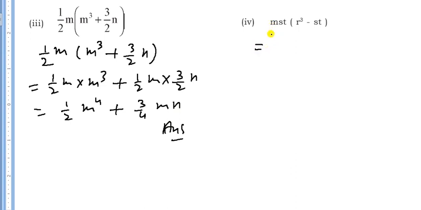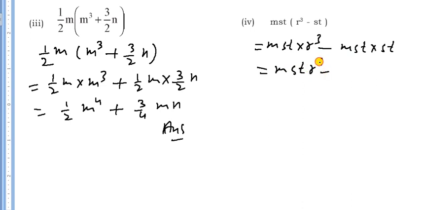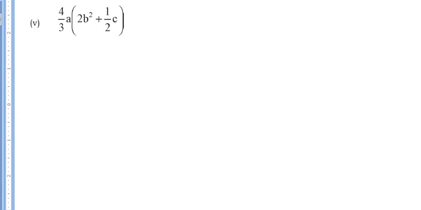Let us see in this question. In this question, mst is multiplied to r cube minus mst multiplied to st. So what will happen? It will be mst r cube minus, it is m s square t square. So that one is your answer.